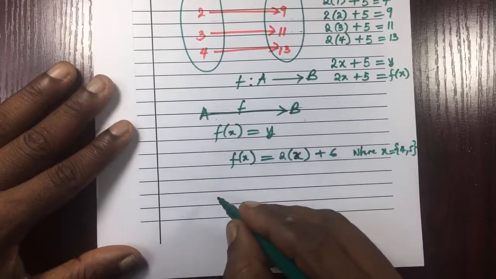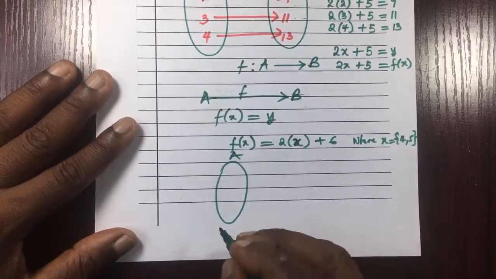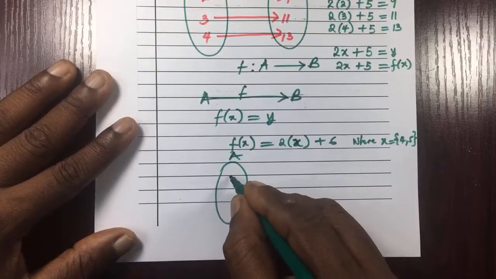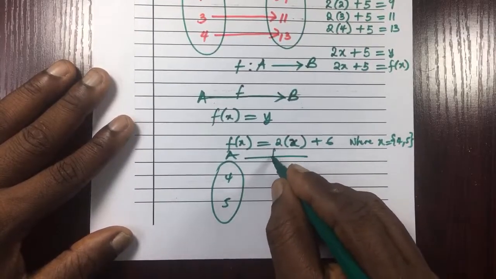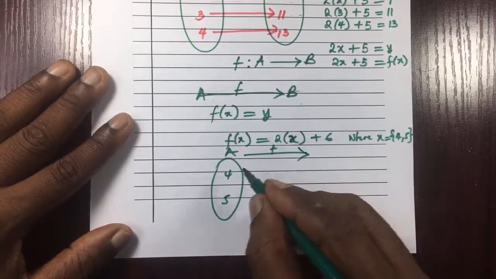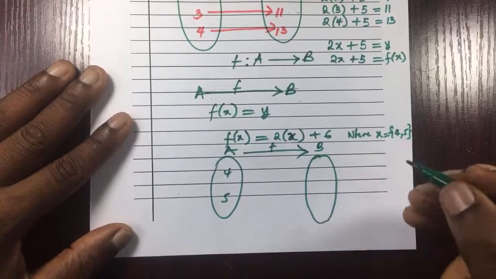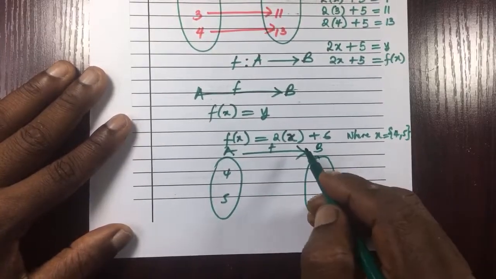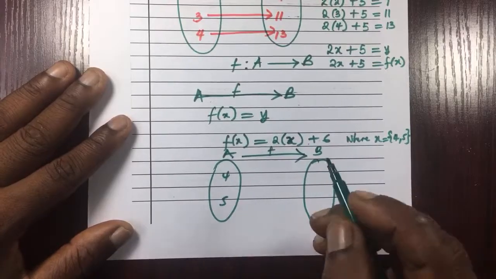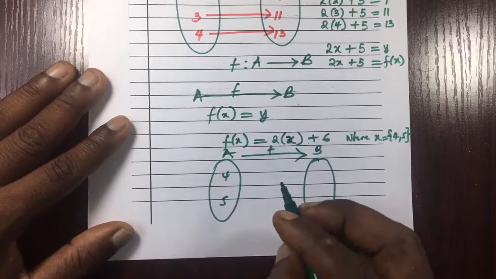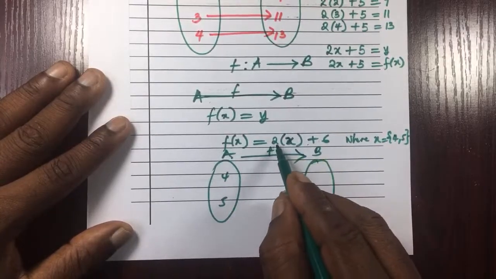Now, in this case, it means I could pick a set A having elements x, 4 and 5, and I will define a mapping F from A to B, another set B. Now, what we want to do in this case is to determine what the elements in B would be. What would the elements in B be?